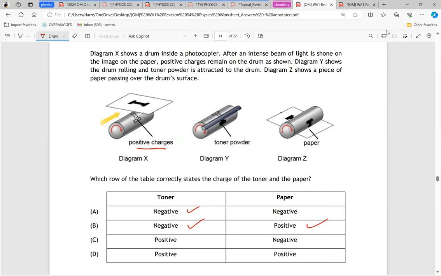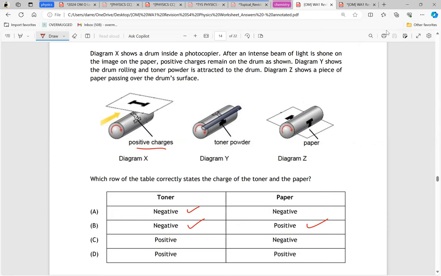Paper is neutral. Yes, paper can either be neutral or charged. Good question, Reza, can the paper be neutral? Yes. In those scenarios, they actually use heat to melt the powder onto the paper. That is totally possible. So you know when you use your printer or photocopier, usually the paper is a little bit hot. Especially if it's a toner-based printer.